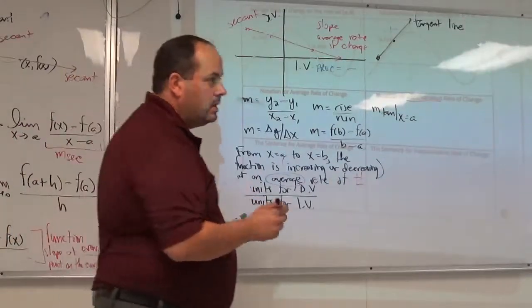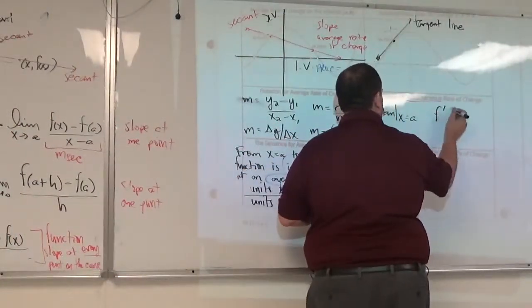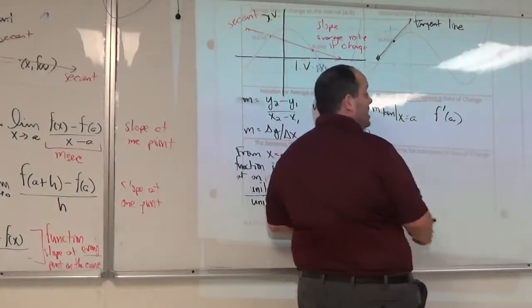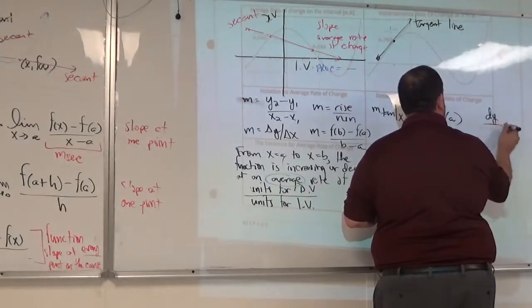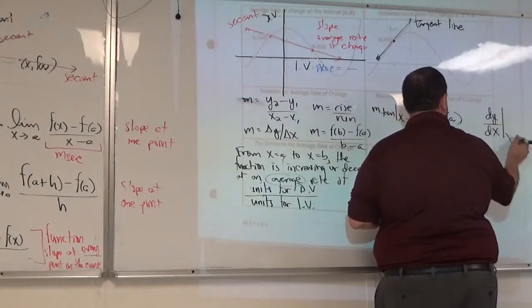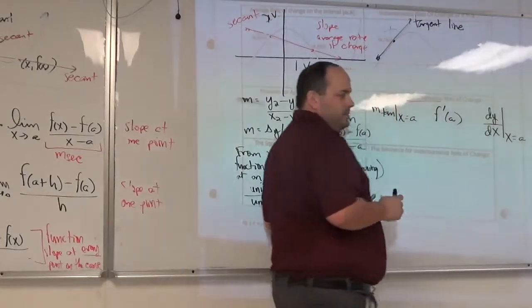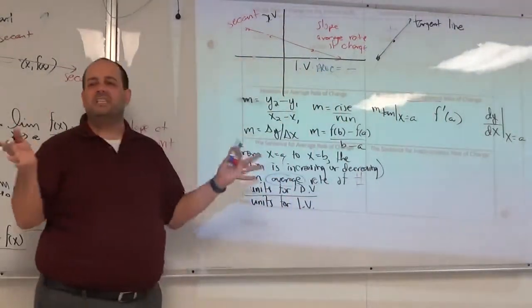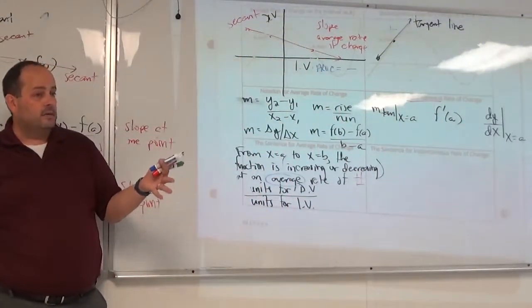Pedro. There you go, f prime of a. Here's another one that you don't know: dy over dx at x equals a. Kevin, it means the same thing. It means you're going to go find the derivative.